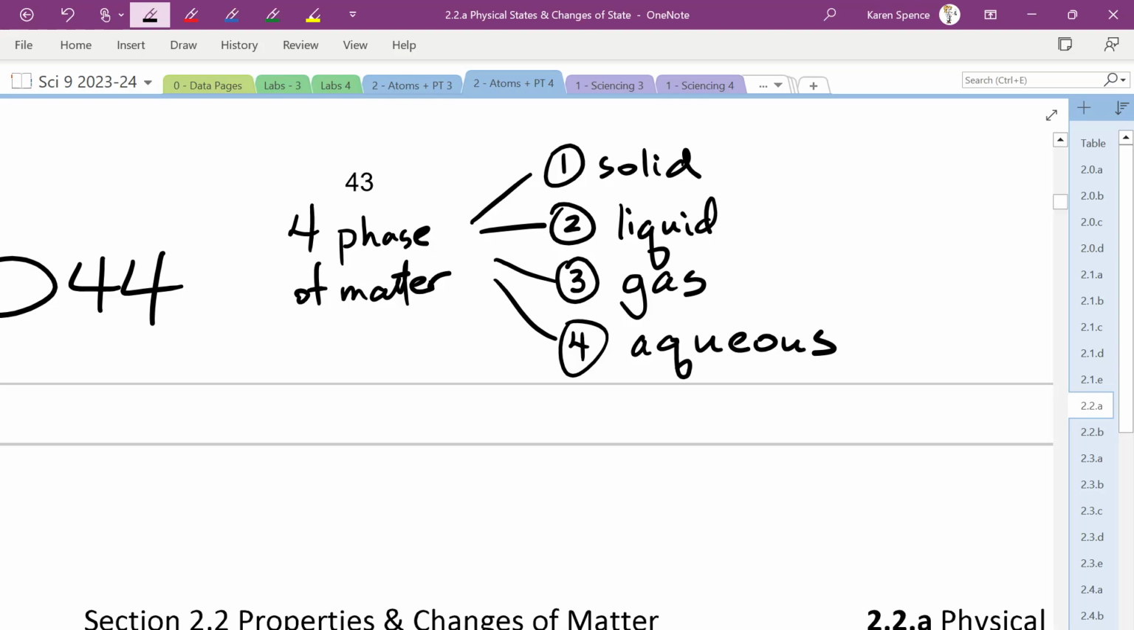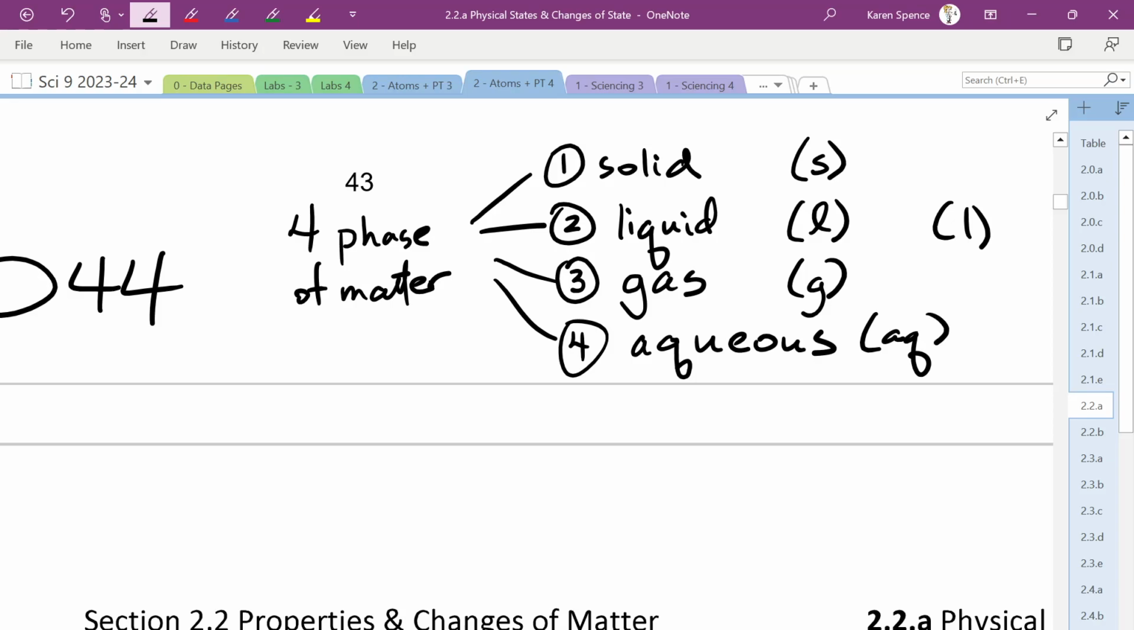Yes. Bracket S. Who's got the next one? Bracket L. You can either do an L like that or you can do an L like that. It doesn't matter. Okay? Gas. Bracket G. Lower case. And how about aqueous? Bracket AQ.